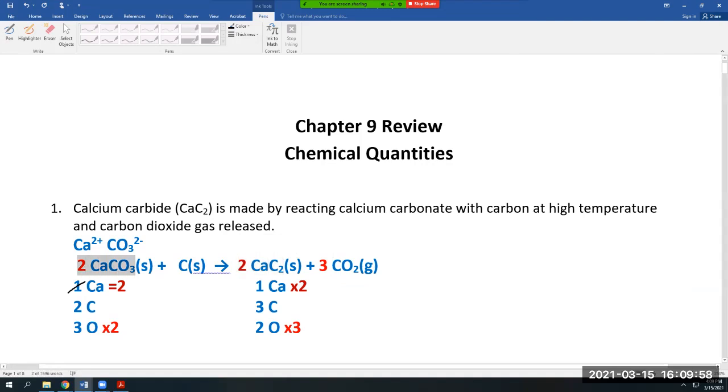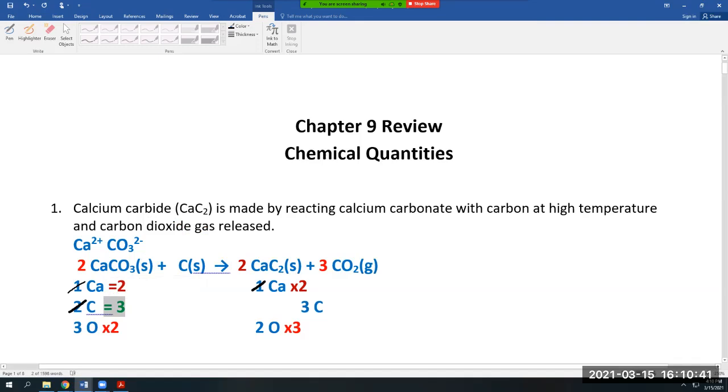Oxygen, we have 2 times 3, 6 oxygen on the left, 3 times 2, 6 oxygen on the right. So that changes the number of carbon we have now on both sides. So we need to count again how many we have. No more 2 here on the left, but how many now? So 2 from the carbonate plus 1 here, that's 3. So that's 3 carbons on the left.